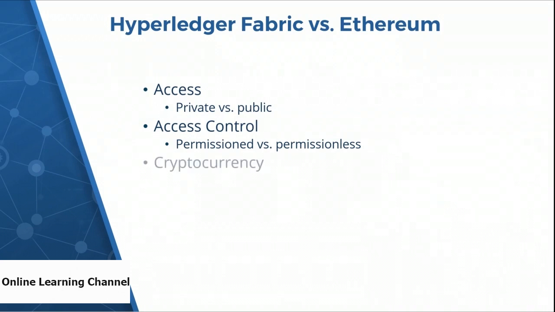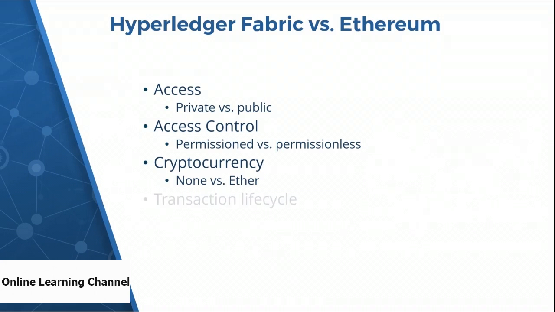When it comes to cryptocurrencies, the Fabric network has no cryptocurrency at all, and there are no transaction fees, while in Ethereum, the network uses a cryptocurrency called Ether, and that is the unit used in order to pay the transaction fees.